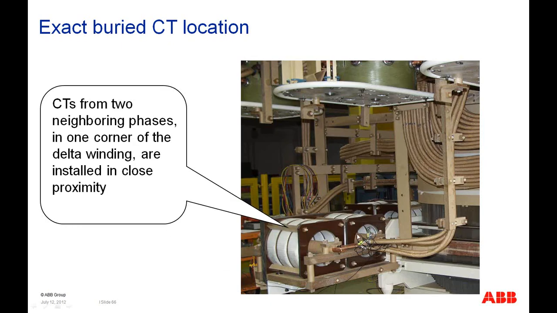Location-wise, you can see that these are the 2 current transformers, and the conductors are right next to each other, and these current transformers inside the tank are in very close proximity to each other, where the leads are coming down through here and in through the current transformer.